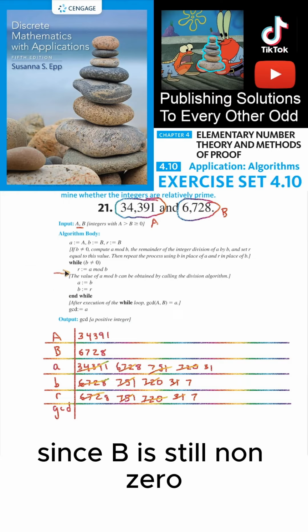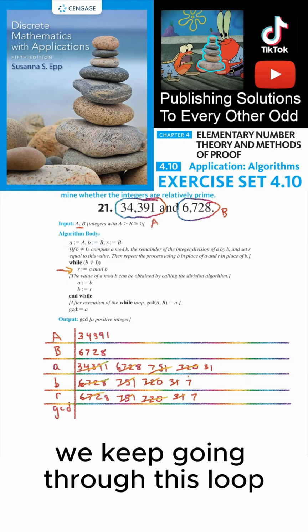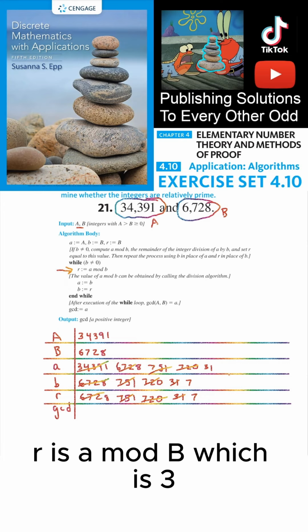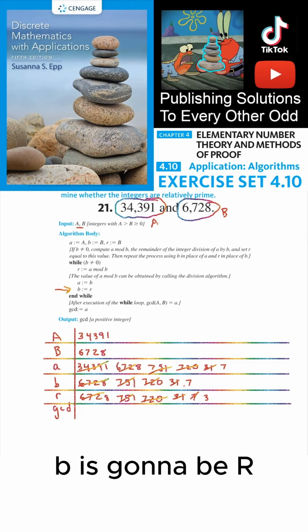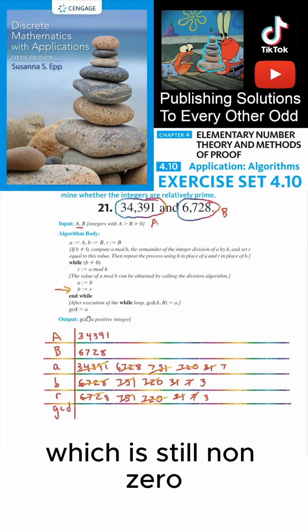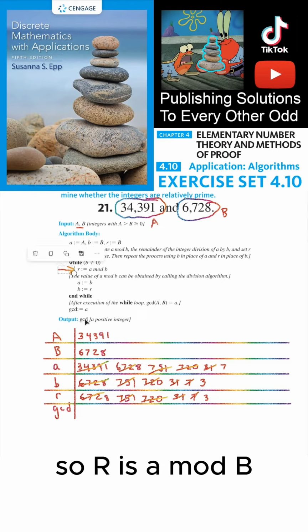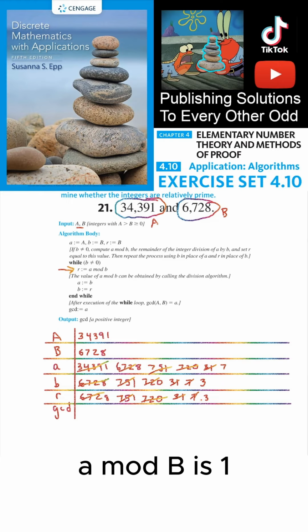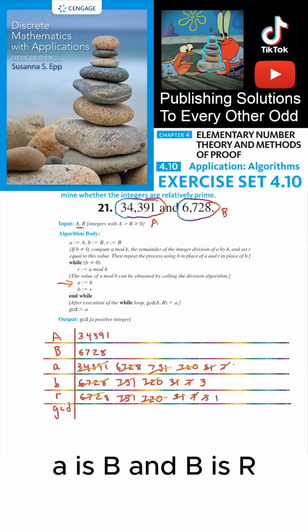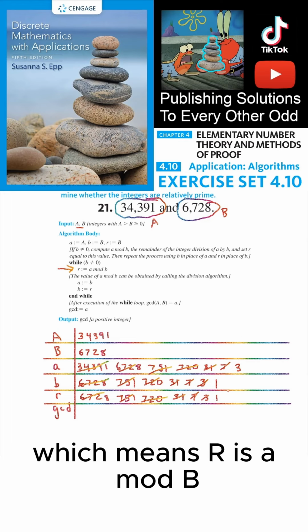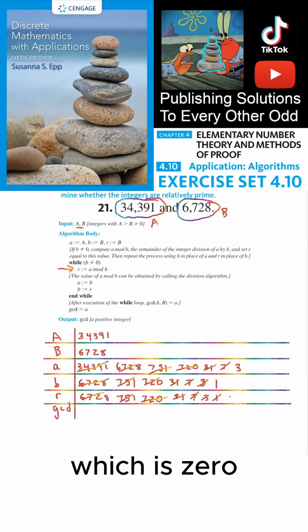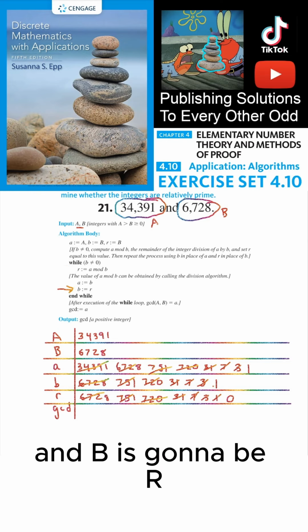Since b is still non-zero, we keep going through this loop. R is a mod b, which is 3. A is going to be 7. B is going to be r, which is still non-zero. So r is a mod b. A mod b is 1. A is b, and b is r. B is still non-zero, which means r is a mod b, which is 0. A is going to be 1, and b is going to be r.